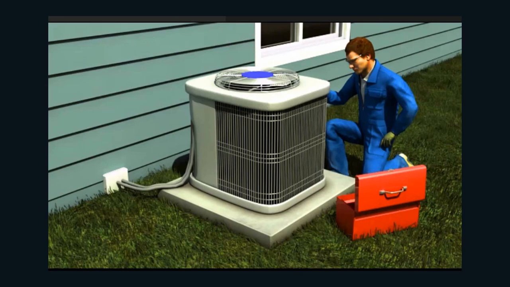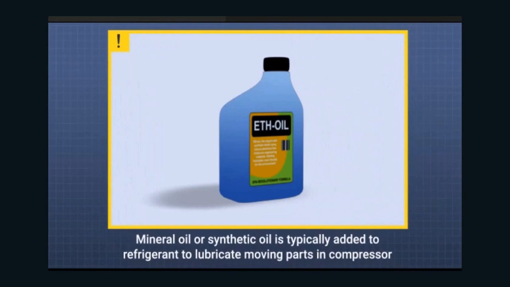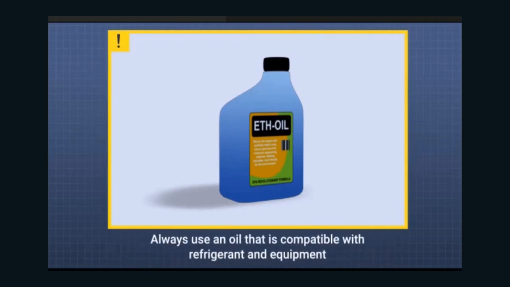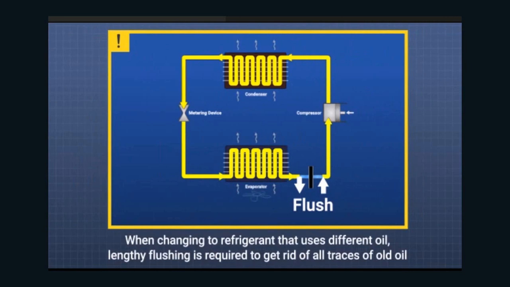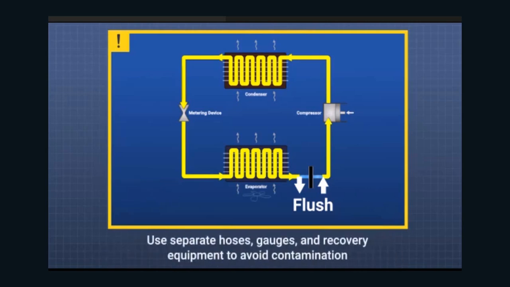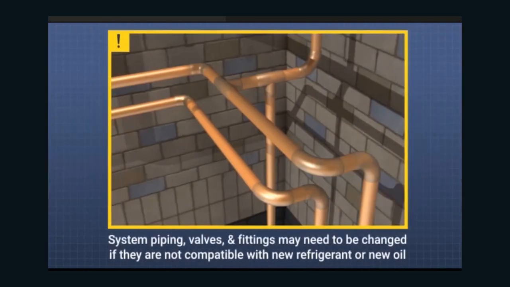It is important to consider the compatibility of refrigerants, oils, and system equipment, especially when changing to a new refrigerant. Here are some guidelines. Mineral oil or synthetic oil is typically added to refrigerant to lubricate the moving parts in the compressor. Always use an oil that is compatible with the refrigerant and the equipment. When changing to a refrigerant that uses a different oil, a lengthy flushing is required to get rid of all traces of the old oil. Use separate hoses, gauges, and recovery equipment to avoid contamination. System piping, valves, and fittings may need to be changed if they are not compatible with the new refrigerant or new oil.